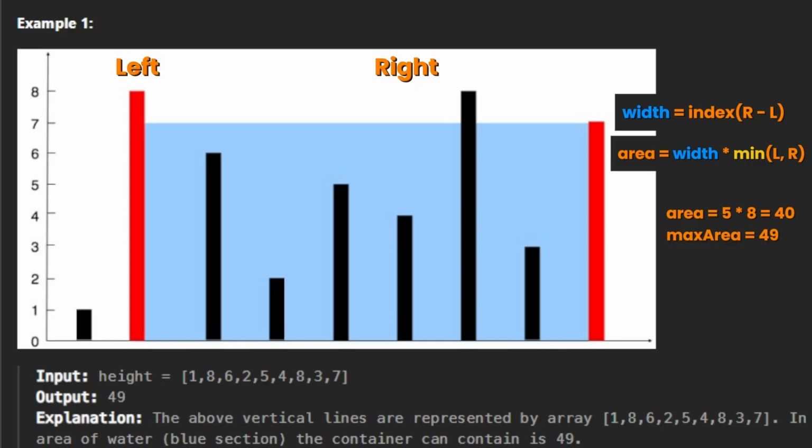So we saw our maximum area, 49, was found early, and no other combination was able to beat it. When the pointers finally meet, the loop ends and our final answer is 49.